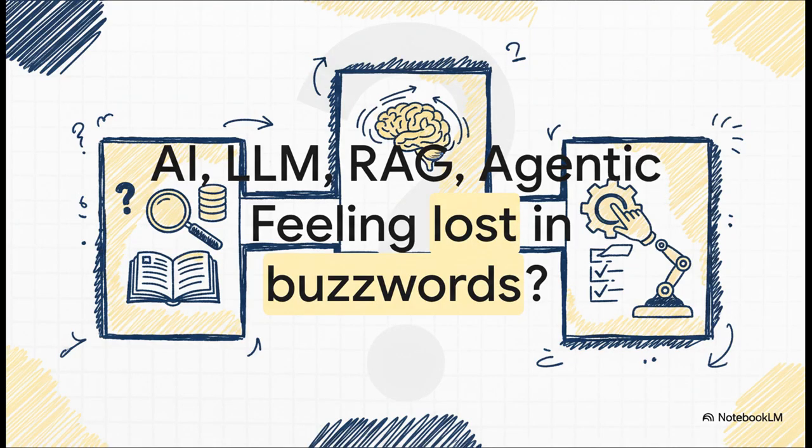I mean, seriously. AI, LLM, RAG, agentic AI, it's like a whole new alphabet soup, right? And look, if you're feeling a little lost in it all, you are definitely not alone. This field is moving at an absolutely breakneck speed, so it's totally normal to feel a bit overwhelmed. But don't worry, we're about to make it all make sense.